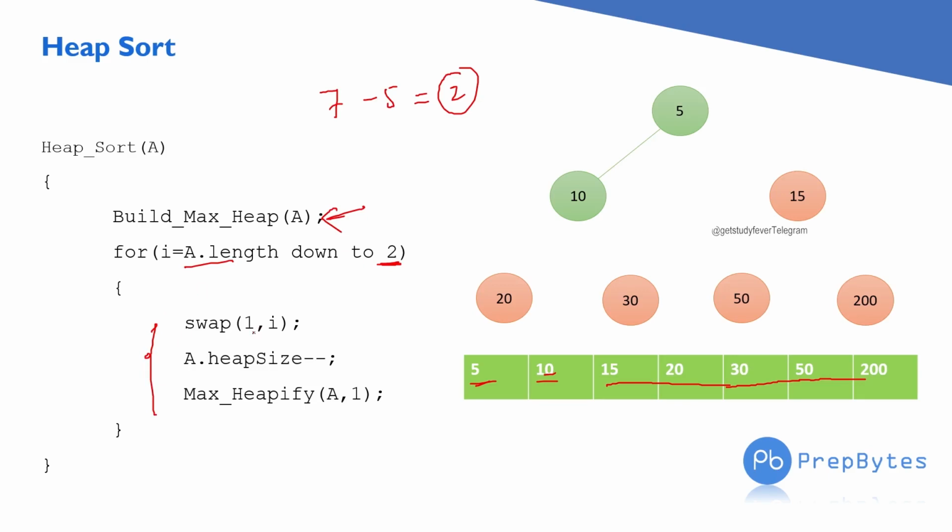The first step will be simply to swap the root and the last element. The second step is to decrease the size, and the third step is to call the max heapify on the root. Okay, so these are the only 3 steps which are going to be repeated again and again, and on every iteration we will get one element at its correct position from the end. Fine. I think it was pretty clear.